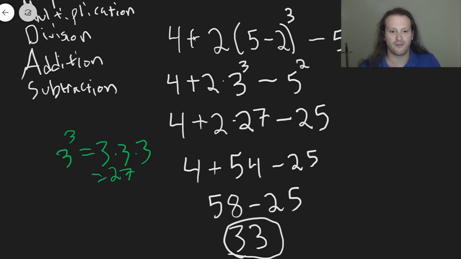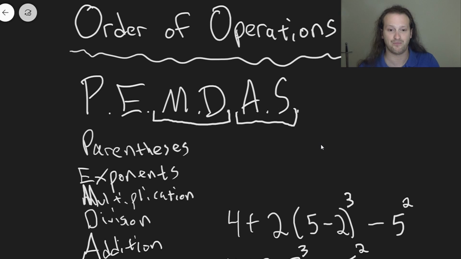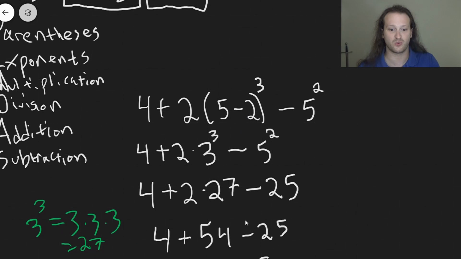I know it's rewriting a bunch of stuff over and over again, and with bigger problems it's going to look even more daunting just to do one problem. But this is the most surefire, guaranteed way to always do the order of operations properly. I can't recommend doing it this way enough.